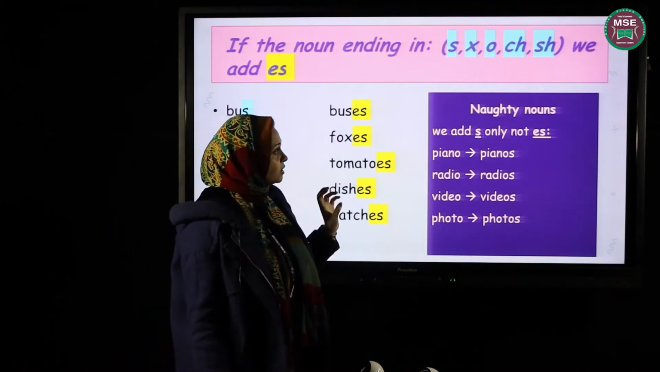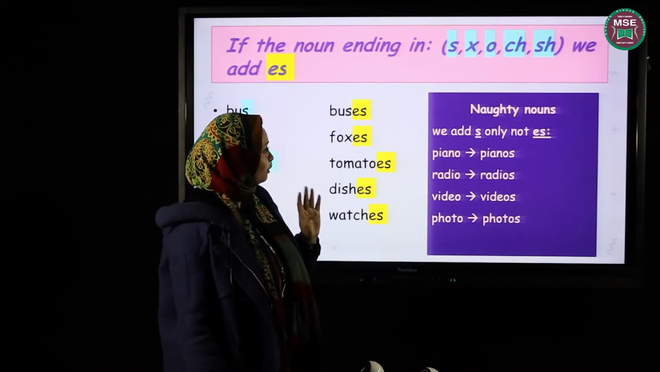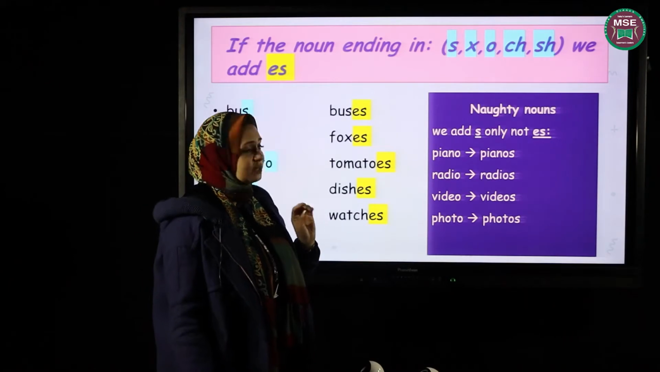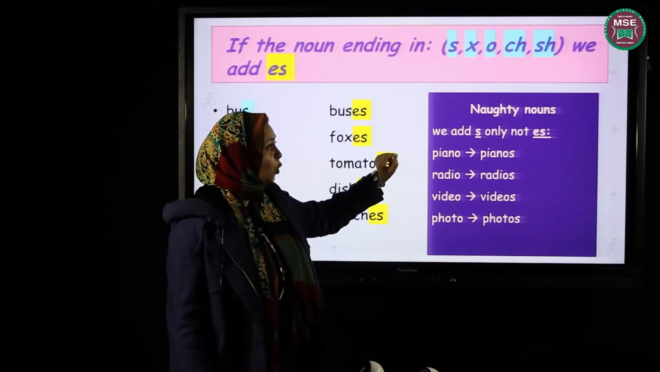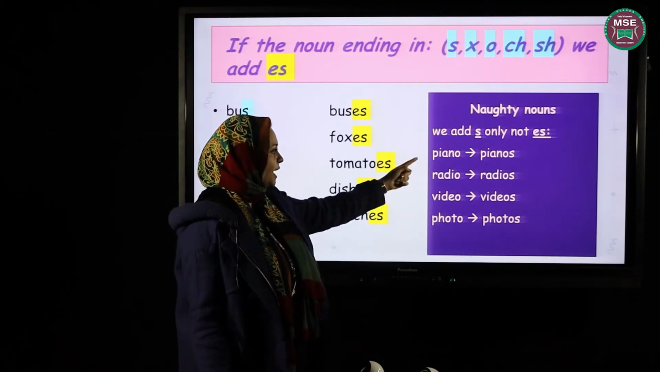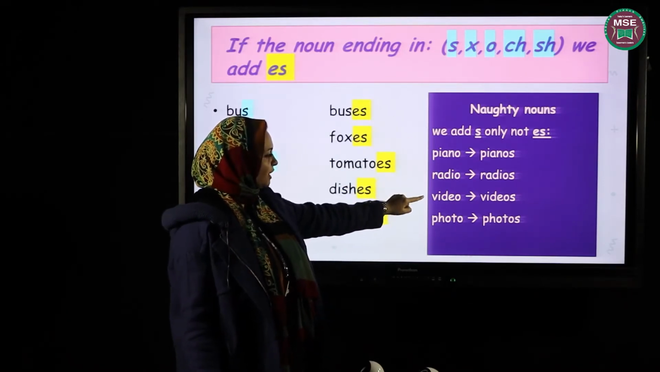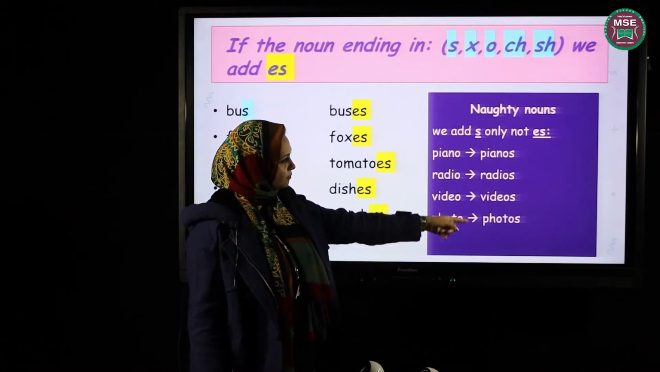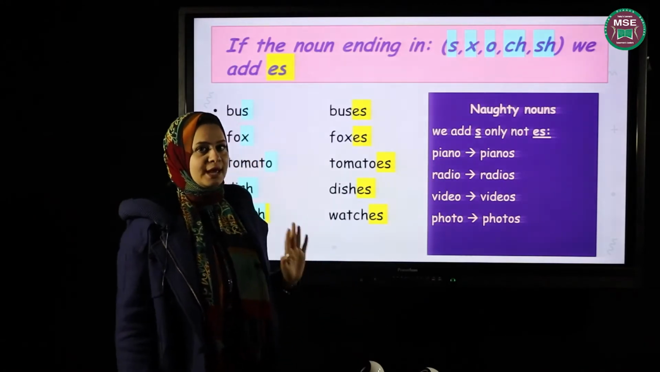And we have some naughty nouns. There are 4. Today we're gonna take just 4. We add s only, not es, if we see these words: piano, radio, video, photo. Look, we just put s.